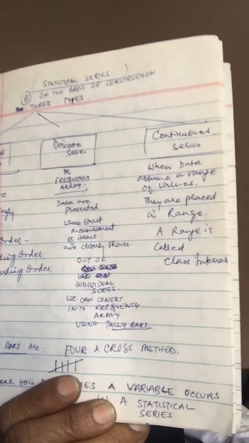So that was time series. In the next class, I'm going to continue with the statistical series. We have finished with the basis of characteristics. Now we are going to do the basis of construction, so that is what we'll do in the next class.